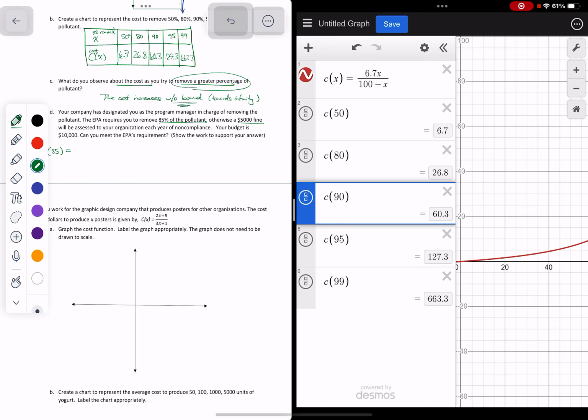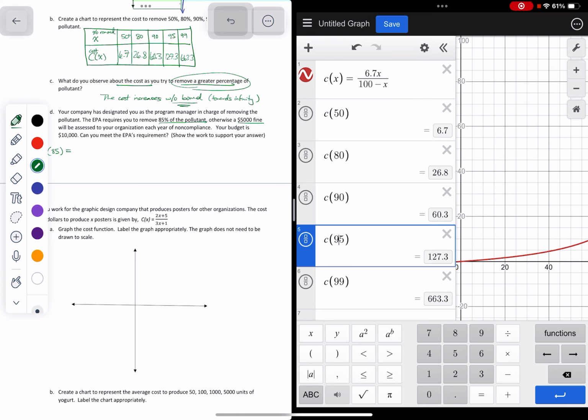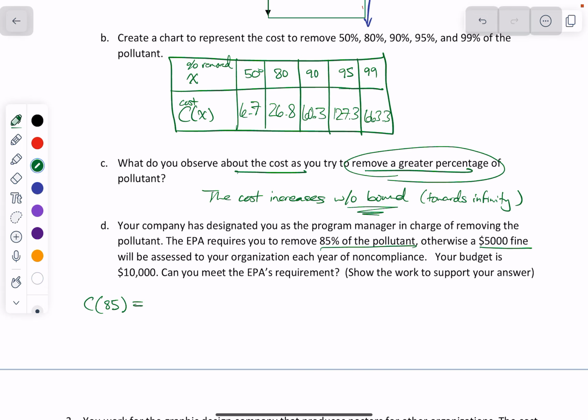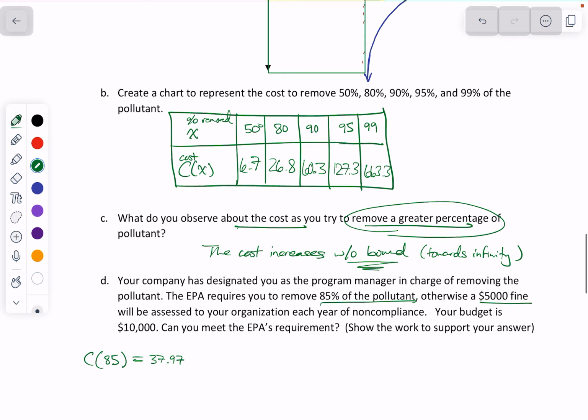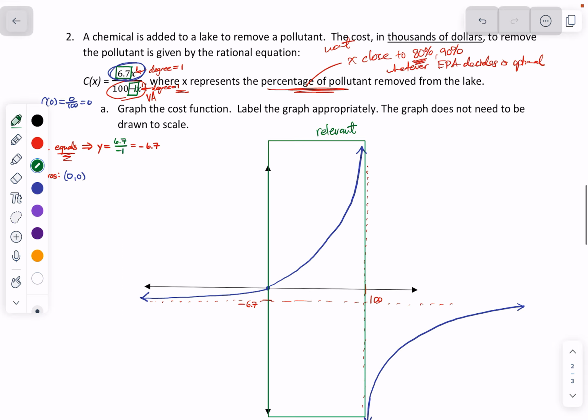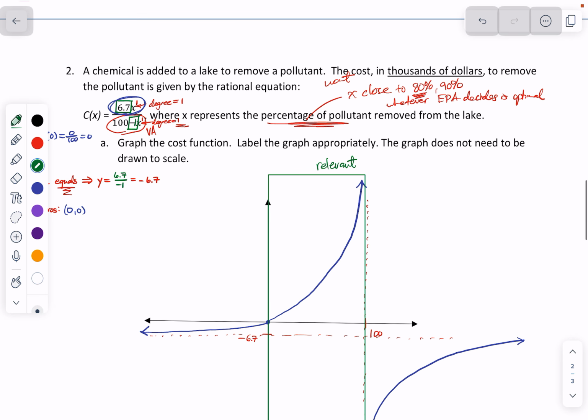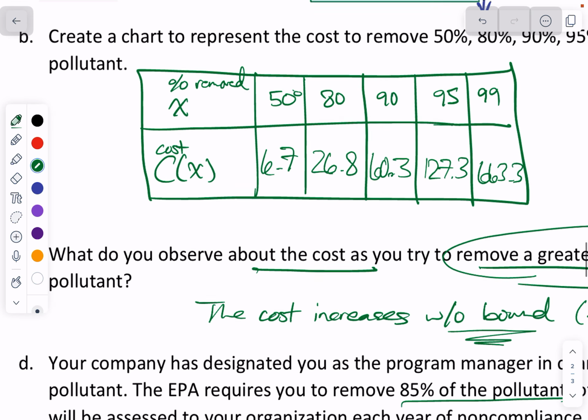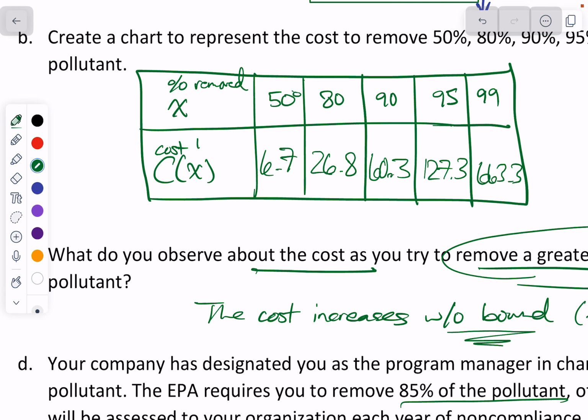So let's go back to Desmos. 85. So it'd be 37.97. Get that out of the way. 37.97. Okay, and let me make sure I'm not missing something. So the cost is in thousands of dollars. Ah, that's what I'm missing. I knew 37. So we should put that here too. Thousands of dollars.